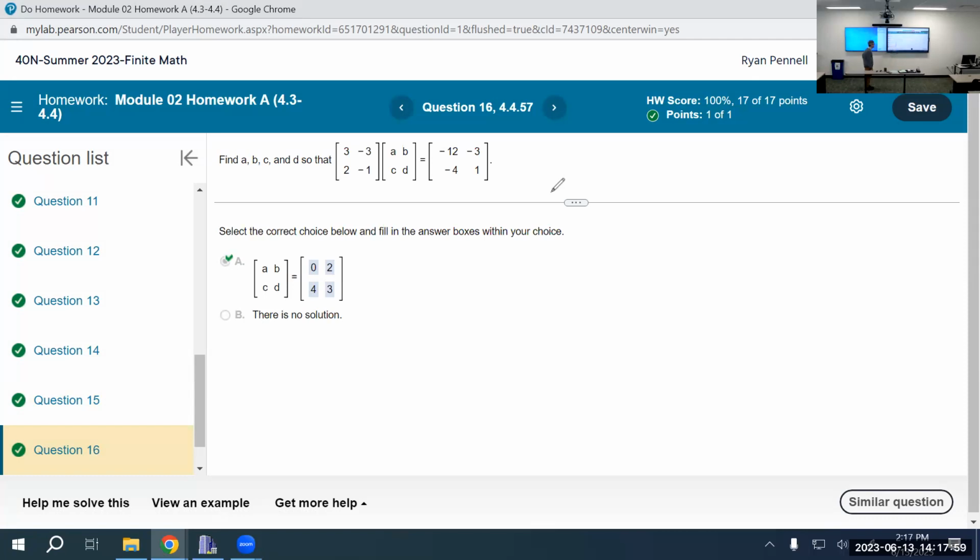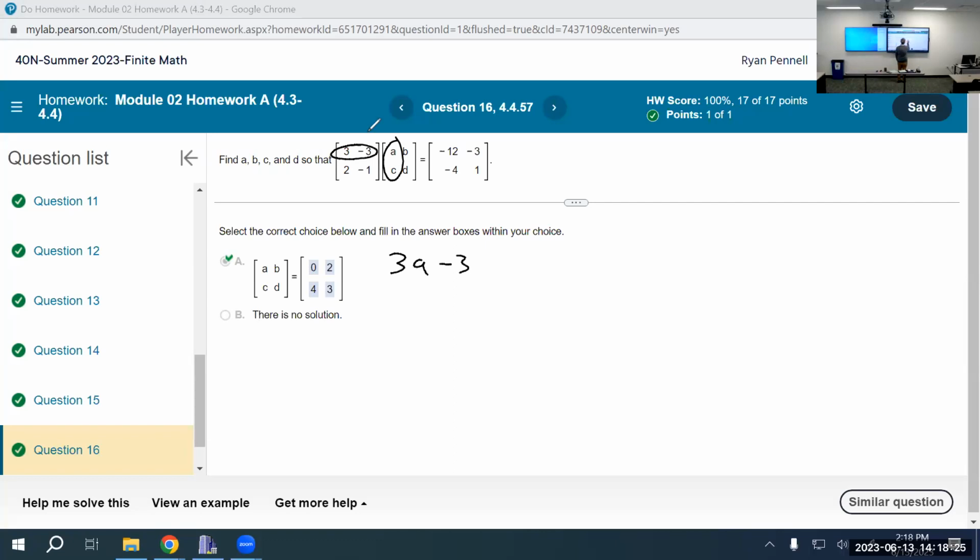Similar idea, except in this one, I'm multiplying. Let's see if I can still solve it. All right, so row by column. Let's see what happens.